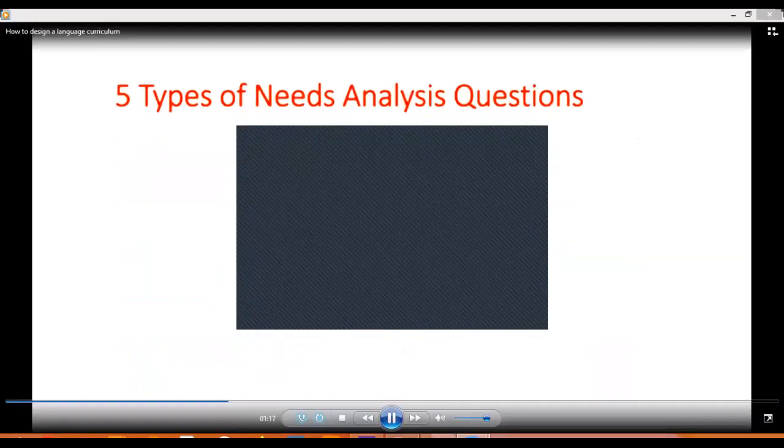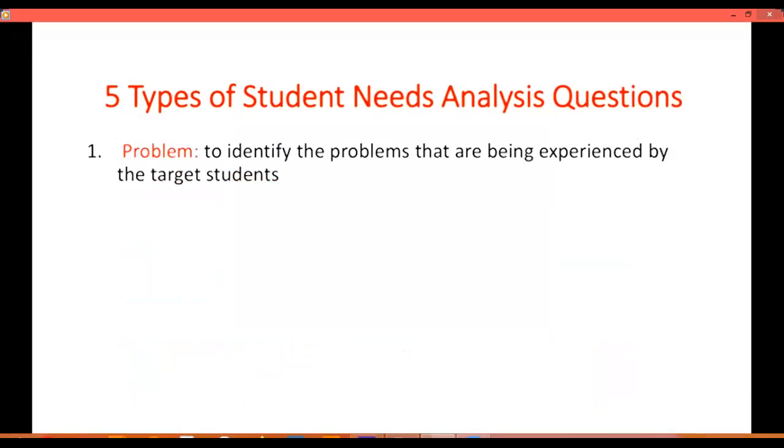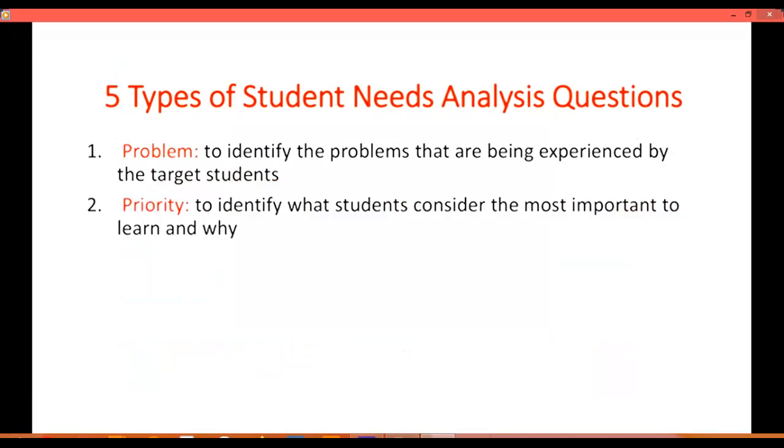In the process of gathering information, 5 types of questions should be asked. Problem. To identify the problems that are being experienced by the target students. Priority. To identify what students consider the most important to learn and why.